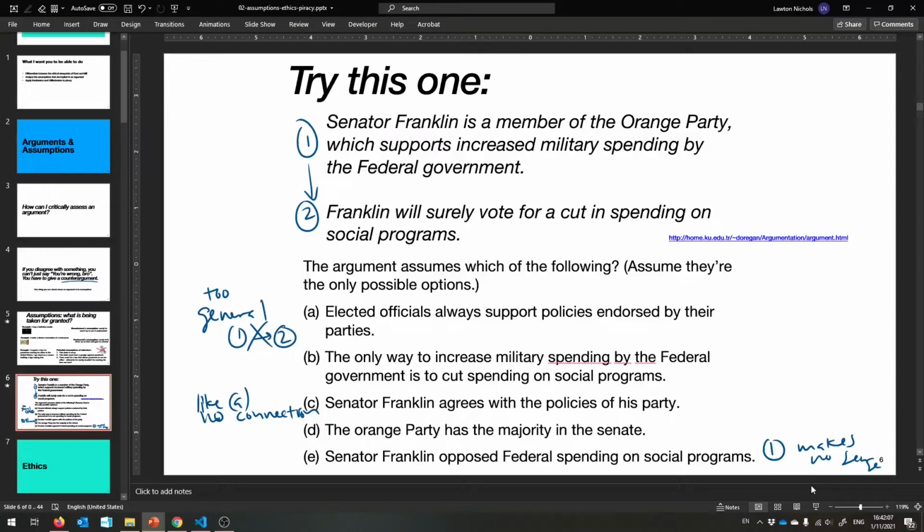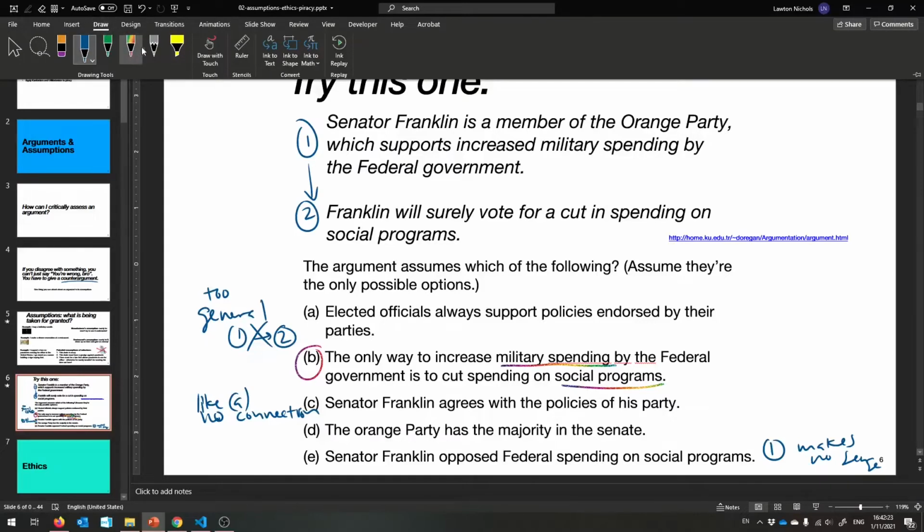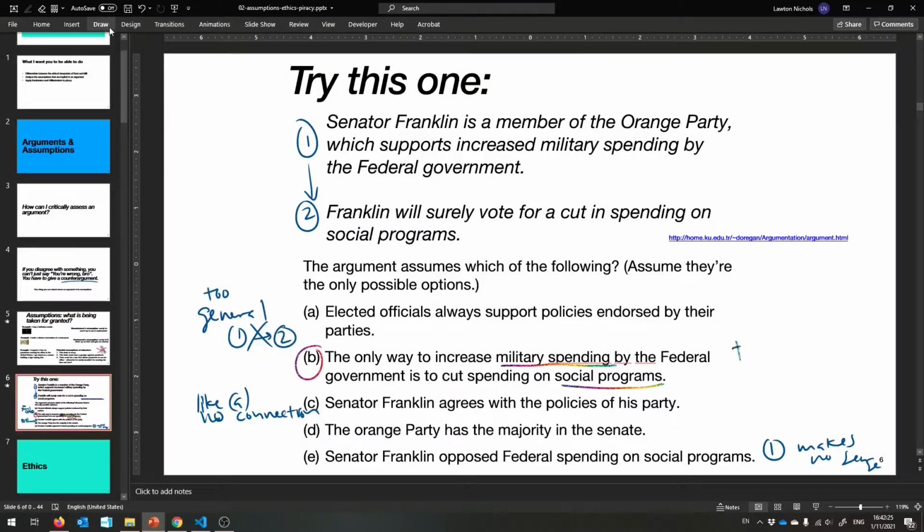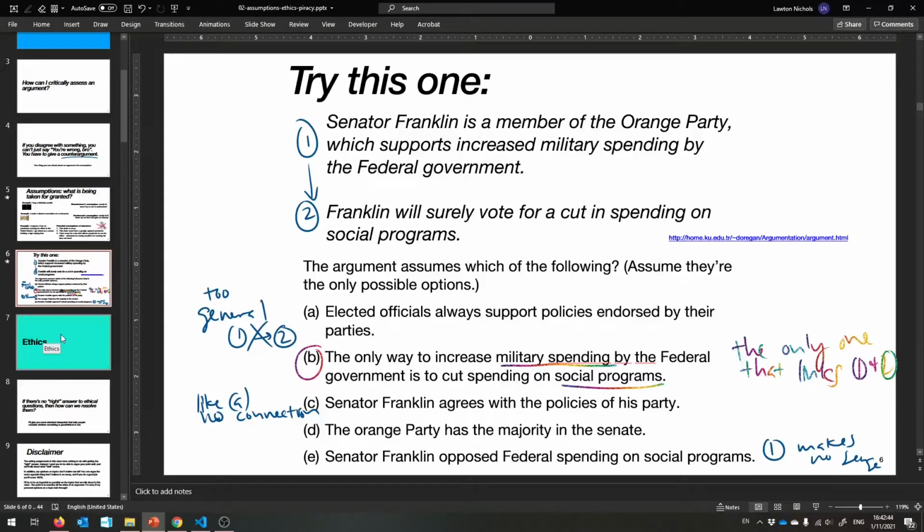So E is not the perfect answer here. And so finally, we come to B, and that is in fact the right answer. I'll circle it in rainbow. It's the only one that links military spending and social programs. It's the only one that actually links 1 and 2. The only assumption that links. Okay. That is my best example, and hopefully it's all making some sense.